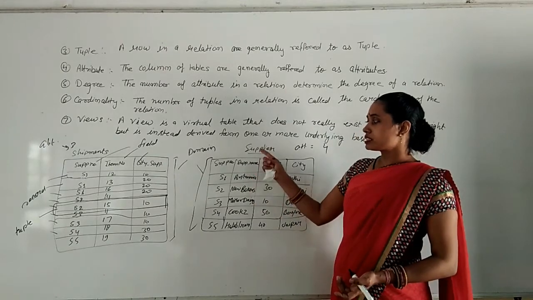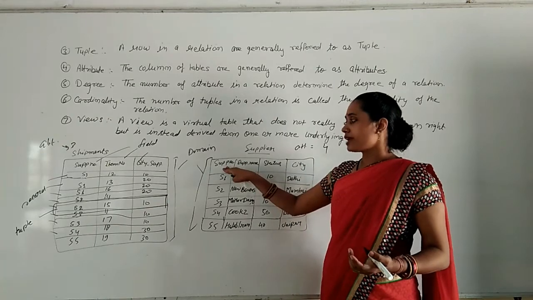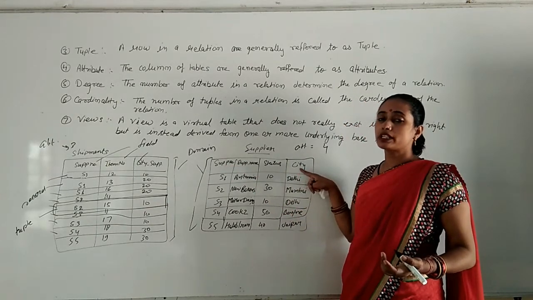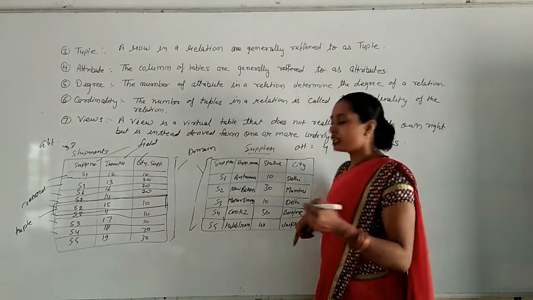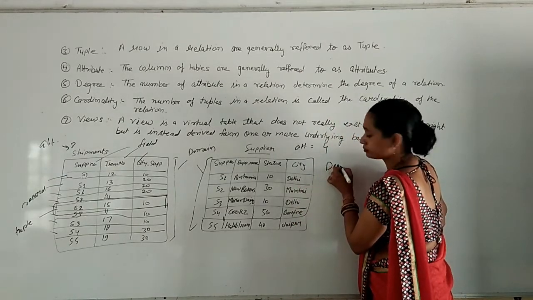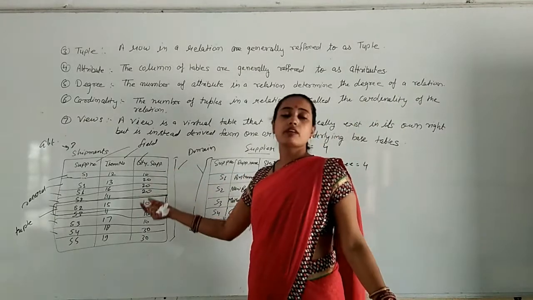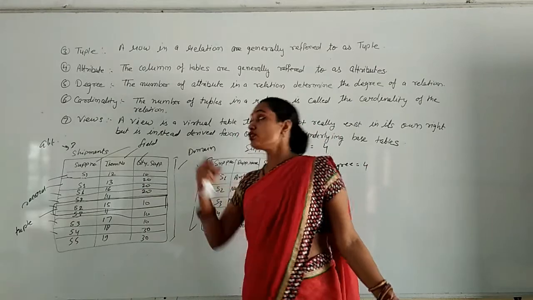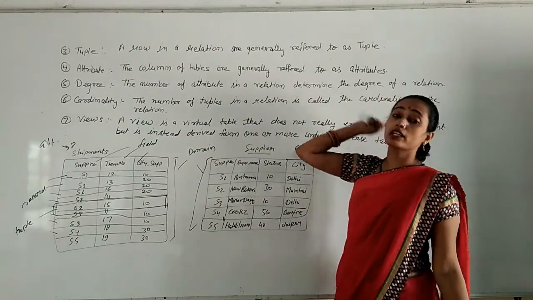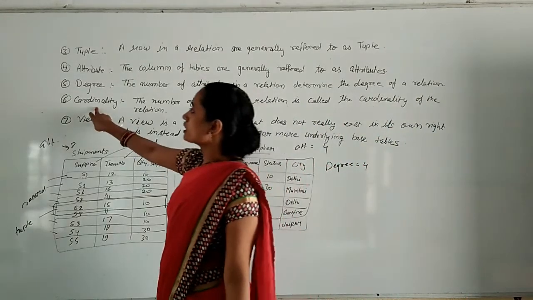If we are talking about the supply table, we have 4 attributes: supply number, supply name, status and city. So the degree is 4. And for the shipment table, the degree is 3. So the number of attributes in a table determines the degree of a relation. Got it?